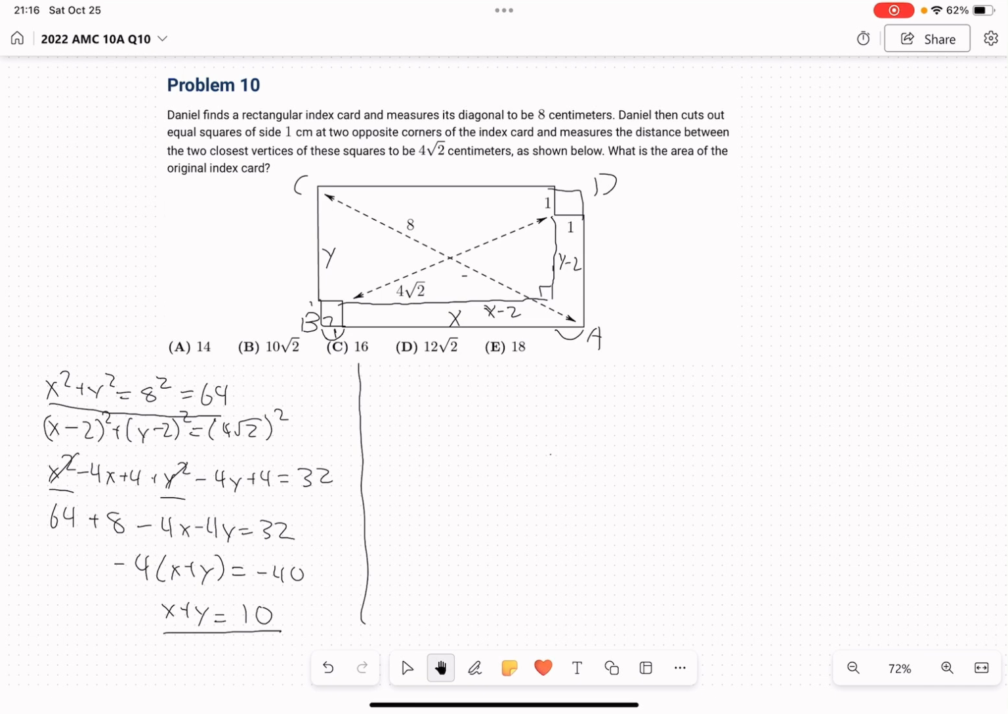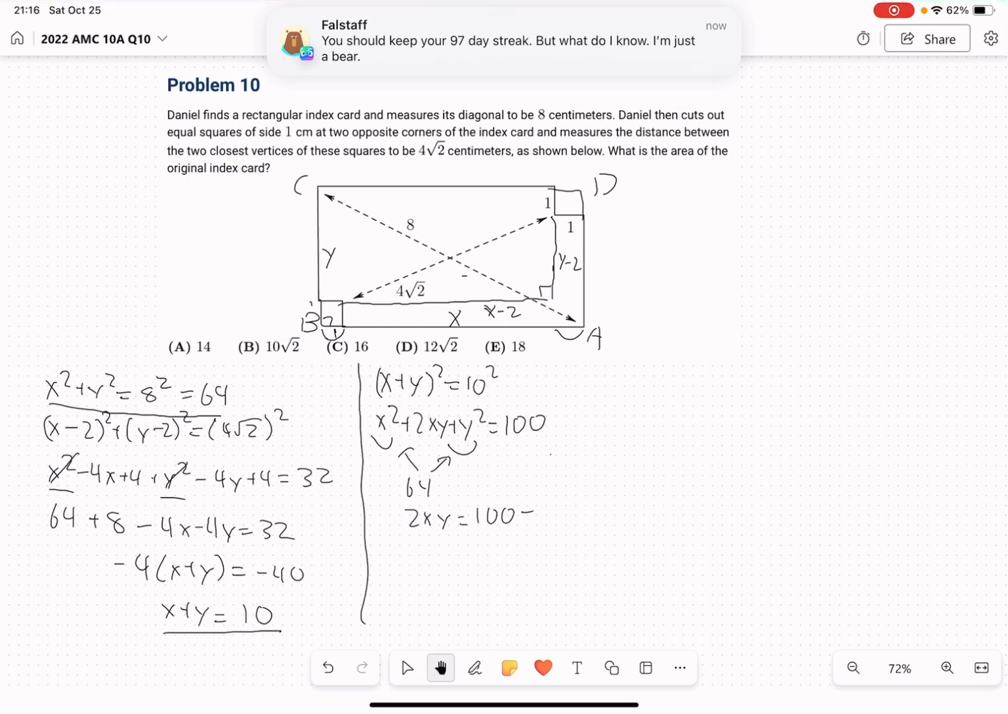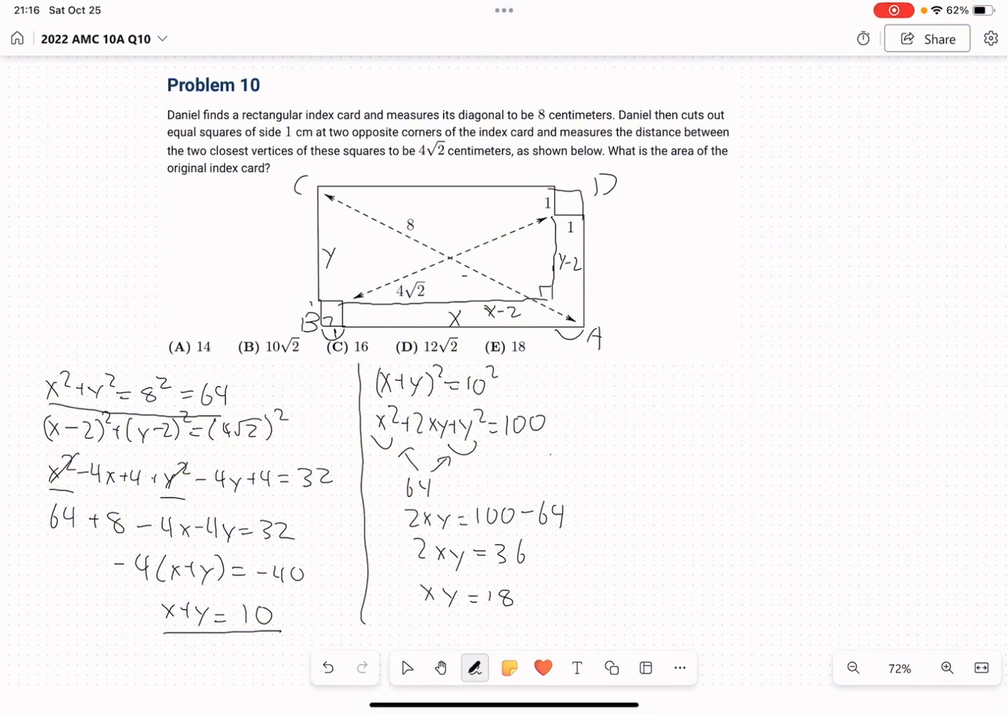To do that, we can square this. x plus y squared equals 10 squared. x squared plus 2xy plus y squared equals 100. And then these terms are 64. So 2xy equals 100 minus 64. 2xy equals 36. xy equals 18. And there's our answer, E.